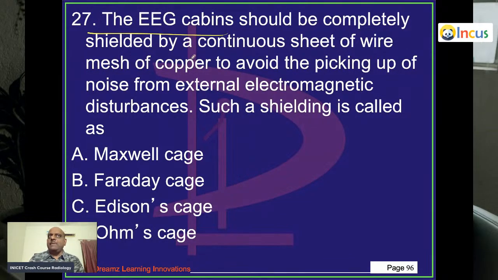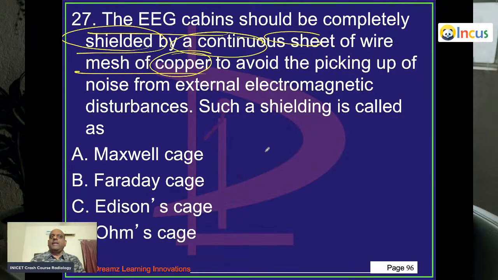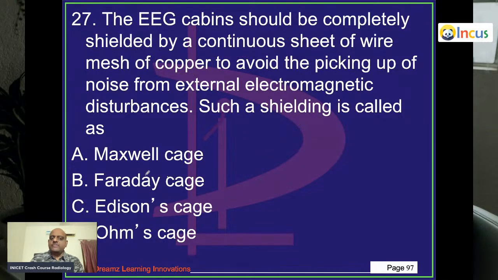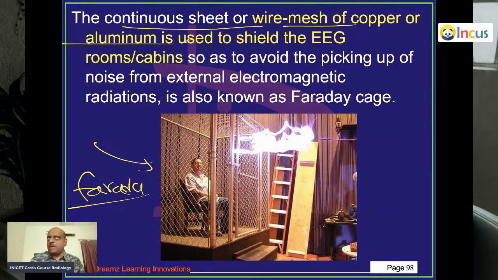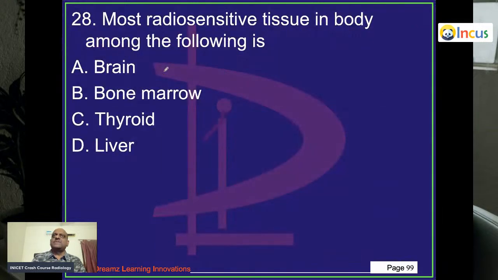The EEG cabins are completely shielded by a continuous sheet of wire mesh of copper. And what is the shielding effect called as? It is called as Faraday's cage. So what is this called? Faraday cage is a continuous sheet of wire mesh of copper and aluminum to shield the EEG rooms and cabins is what you need to remember.